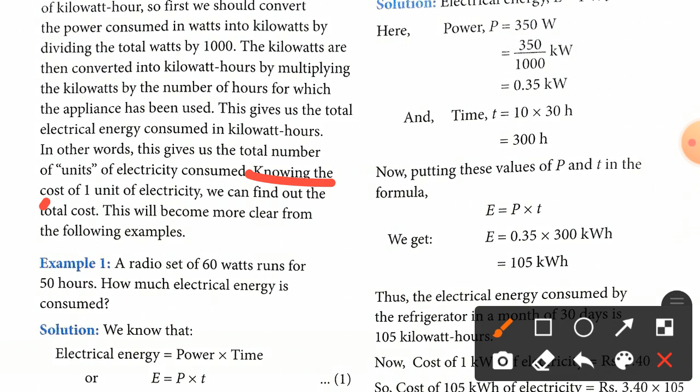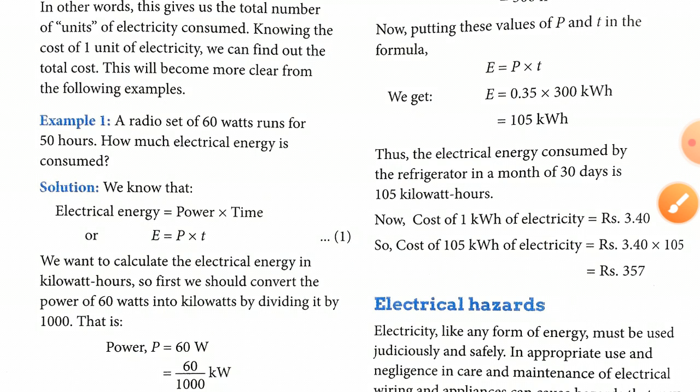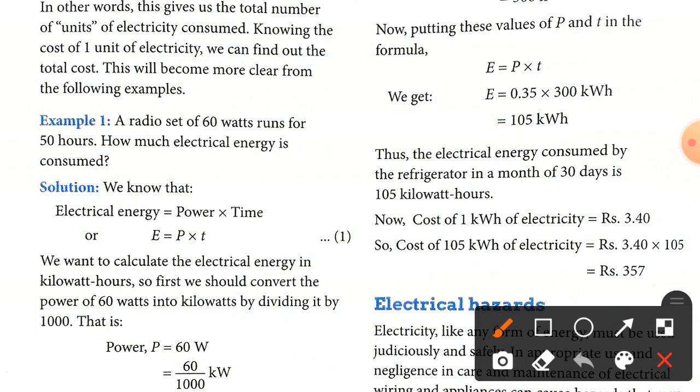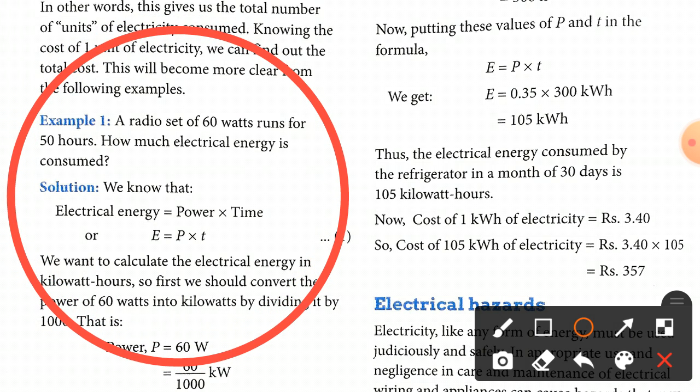So knowing the cost of 1 unit of electricity, we can find the total cost. We will become more clear from the given relations or examples. So this is the example. You have to solve this example and tell me what is the consumption you have found out using this.